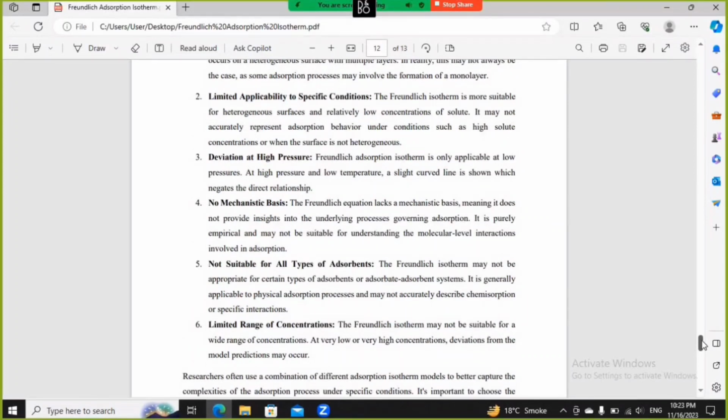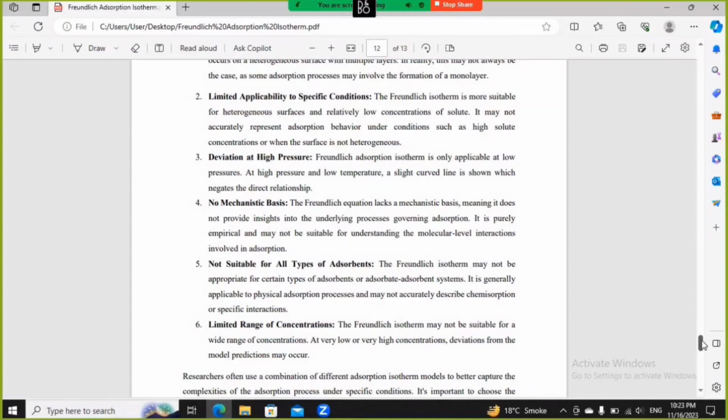Limited applicability to specific conditions. The Freundlich isotherm is more suitable for heterogeneous surfaces and relatively low concentrations of solute. It may not accurately represent adsorption behavior under conditions such as high solute concentration or when the surface is not heterogeneous. The third one is deviation at high pressure.